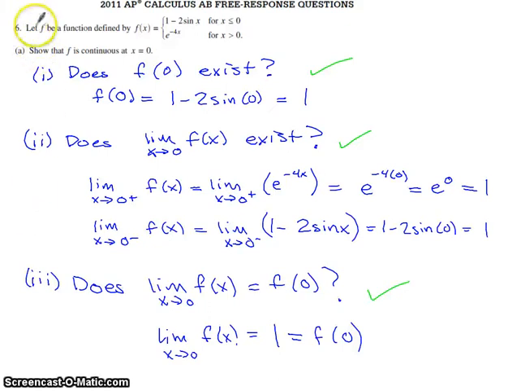This is problem number 6 from the 2011 AP Calc AB free response set. And the setup here is basically just that they give us this piecewise function. So as long as x is less than or equal to 0, the function is defined to be this. And if x is greater than 0, the function is defined to be this exponential. What we're asked to do in part A is to show that f is continuous at x equals 0.